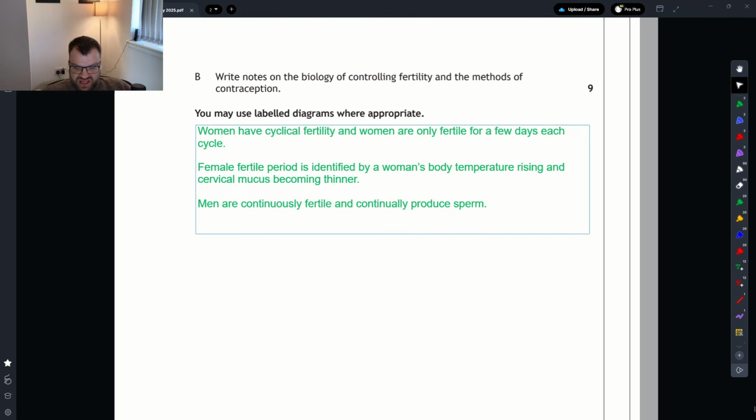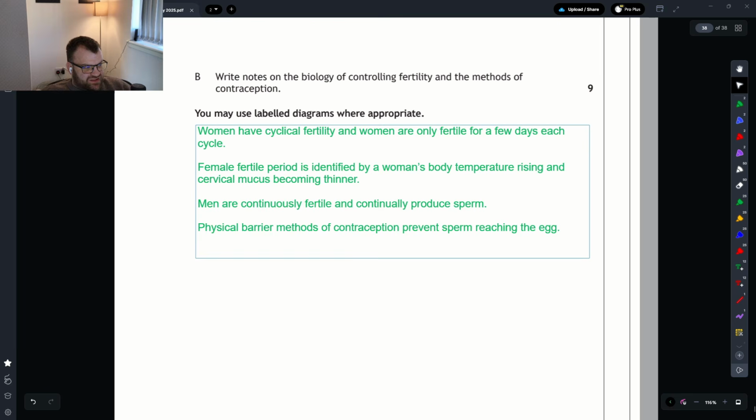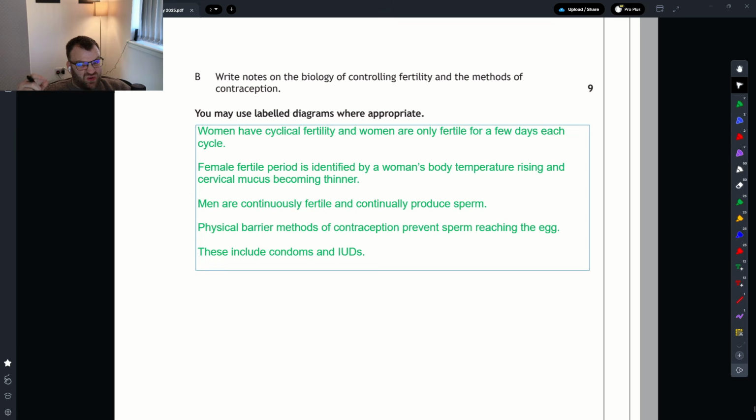Moving over to contraception, there are different methods. There are barrier methods of contraception, and these are going to prevent the sperm from reaching the egg. Some examples of these would be condoms and the IUDs. The IUD is also known as the coil. It's implanted into the woman's uterus and stops the implantation of embryos.